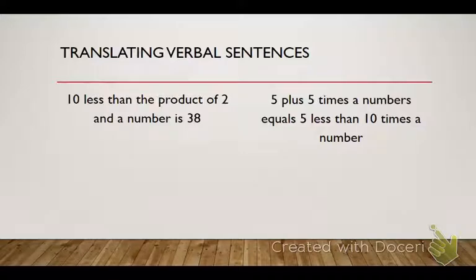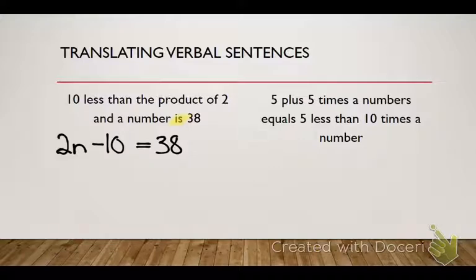All right, now we have translating verbal sentences. All right, I need you to write an equation that's represented by this sentence and then solve it. All right, so go ahead and write your equations. All right, so since it's less than, it's 2n minus 10 equals 38. Who got that? 2n minus 10 equals 38.